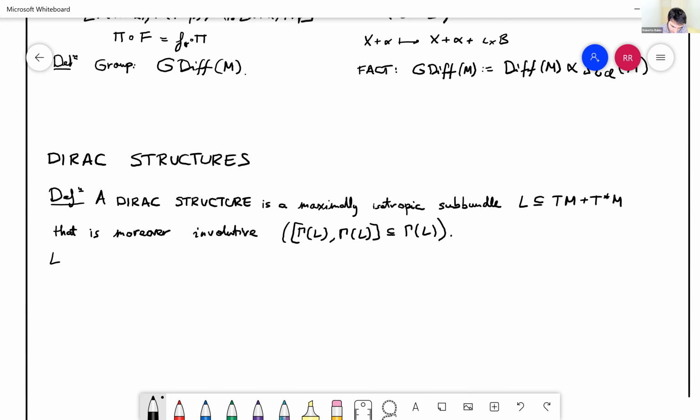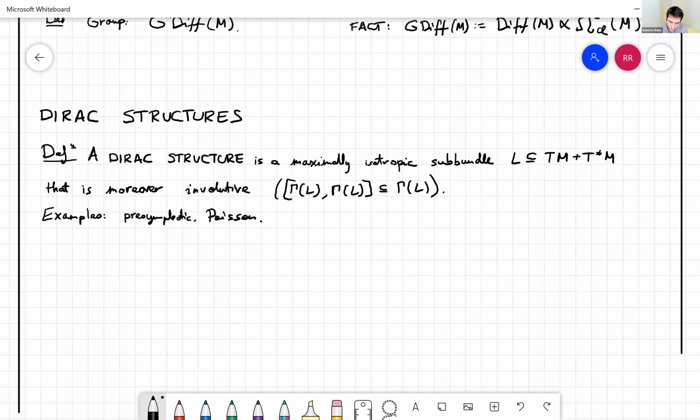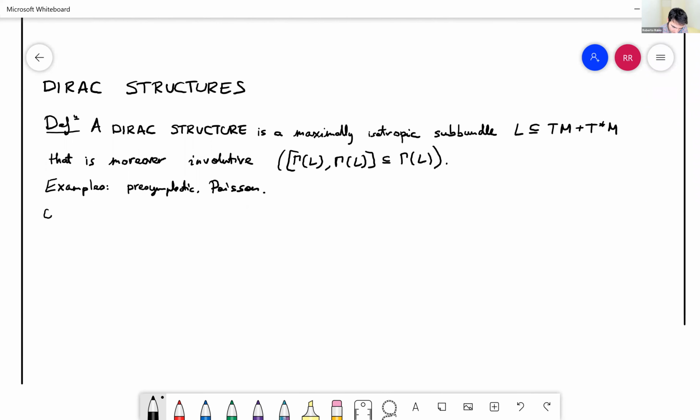Okay, examples. Well, pre-symplectic and Poisson. I mean, this is the whole point. Okay, if I don't give you more examples, this will be a bit meaningless. So just other examples.